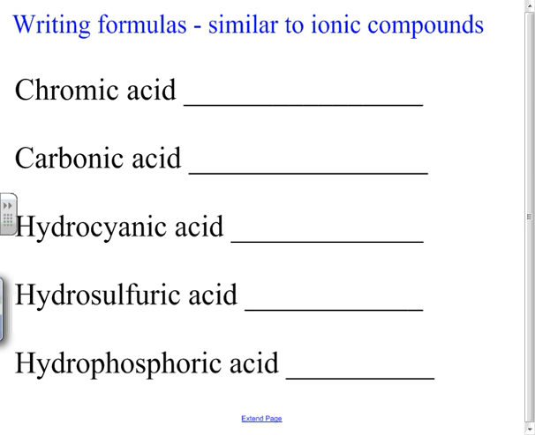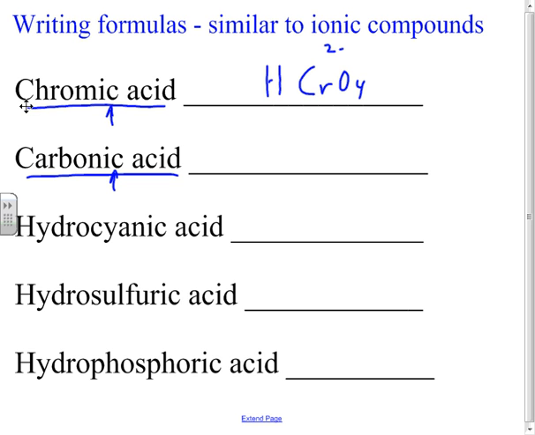Writing formulas, again, note if there's no hydro, it does contain oxygen. So these first 2 do contain oxygen, and if they end in "ic", the polyatomic ion is going to end in ate, and so chromic acid must involve the chromate polyatomic ion, which has a 2- charge, which means the hydrogen, which has a 1+ charge, will need to be doubled, or will need 2 hydrogens to give 2 positives to balance the 2 negatives. So the writing of formulas of these are similar to ionic compounds.